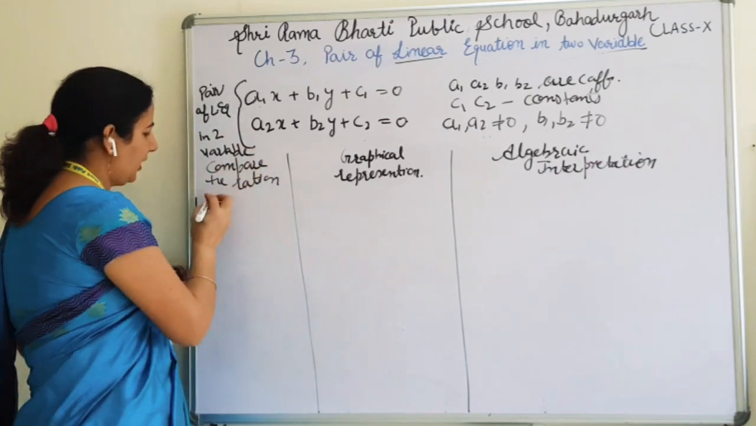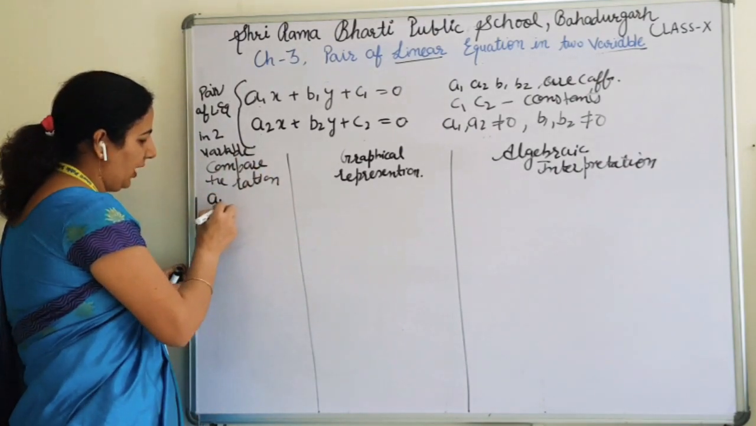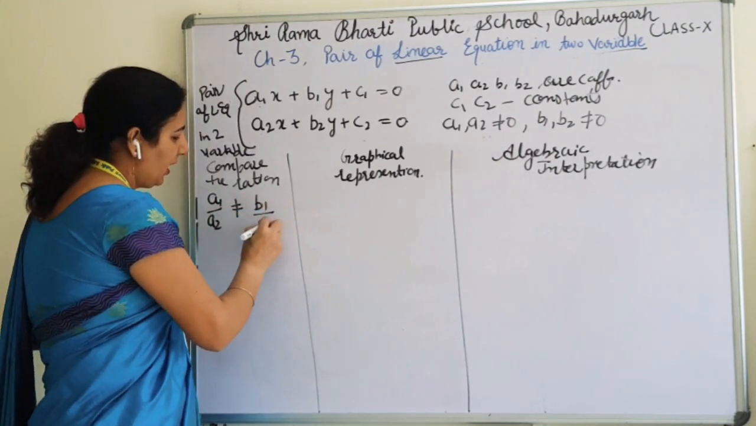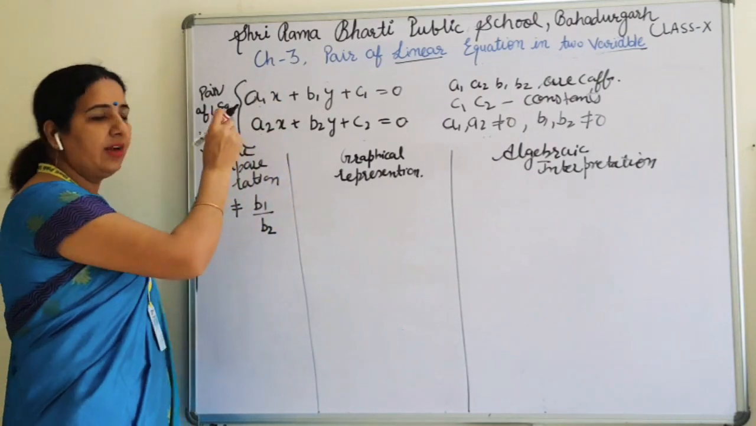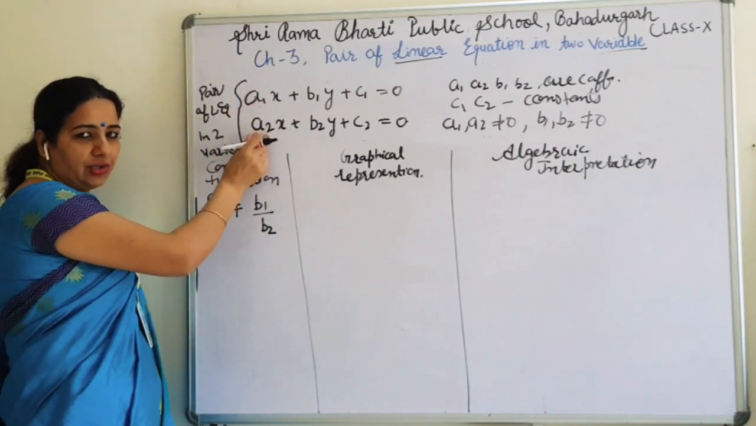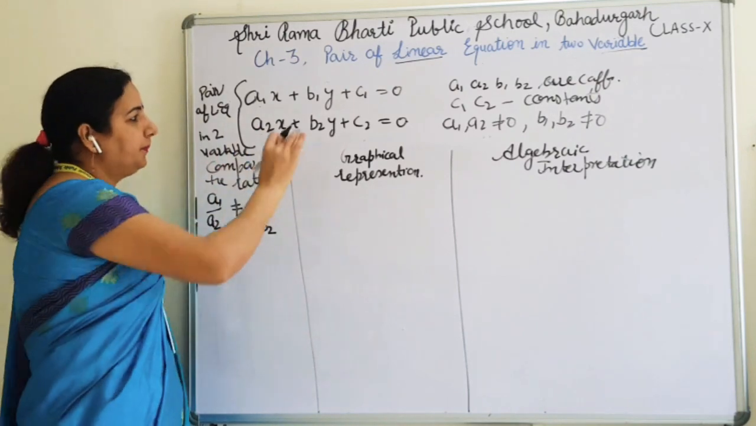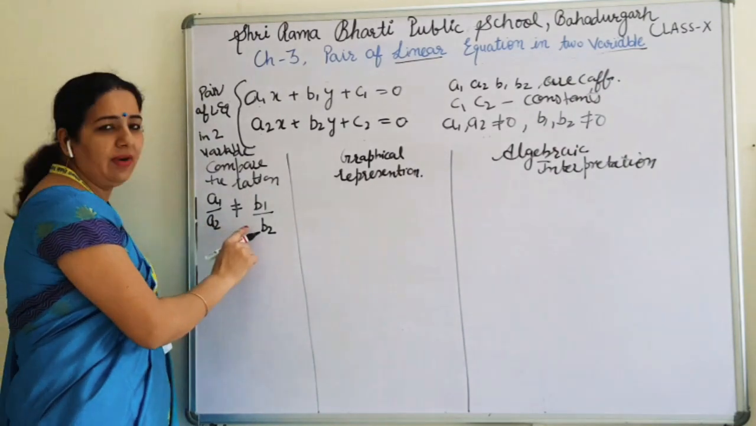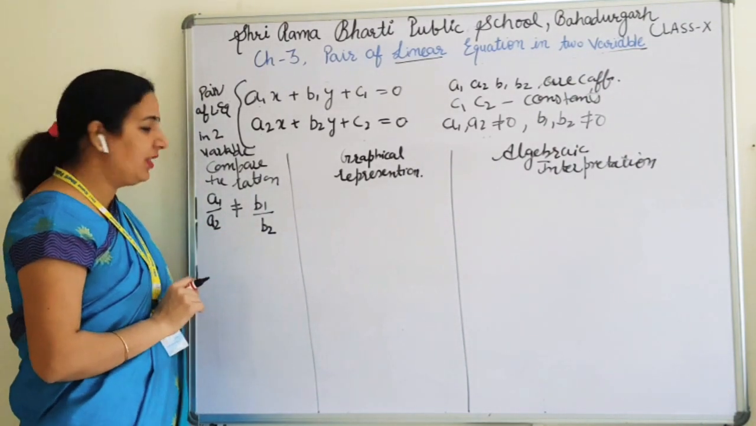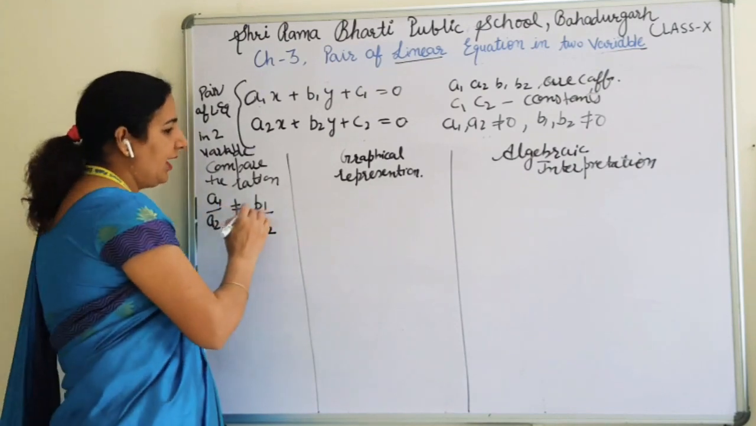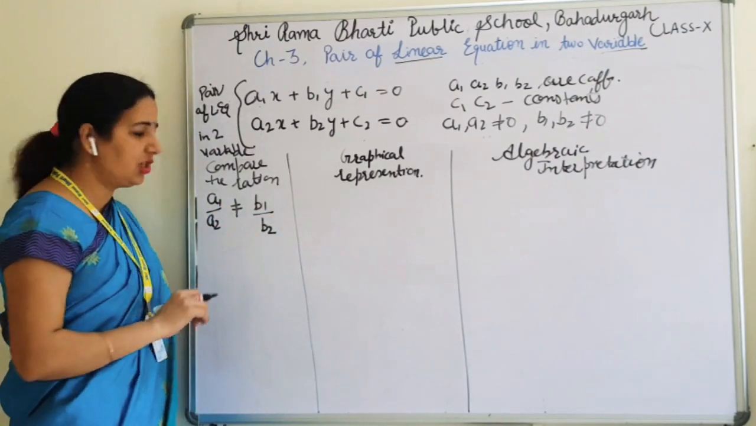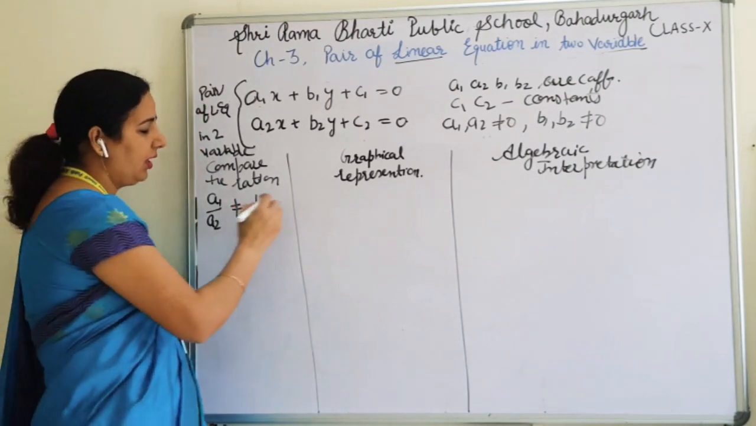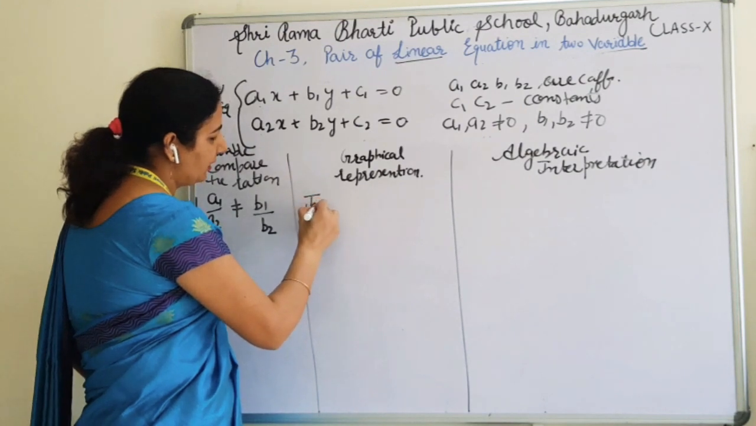So how will we compare the ratios? If a1 upon a2 is not equal to b1 upon b2, when you solve a1 upon a2, you take the fraction of this and divide it by the fraction of this, and one answer will come. Then solve b1 upon b2 also. If they are not equal to each other, then what about the graphical representation and the algebraic representation? If they are not equal, then it will be intersecting lines.